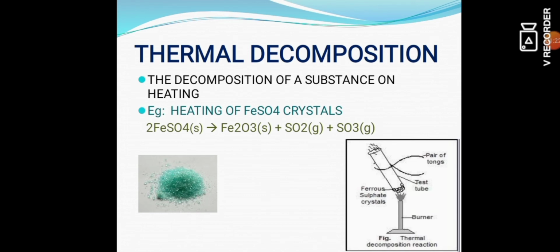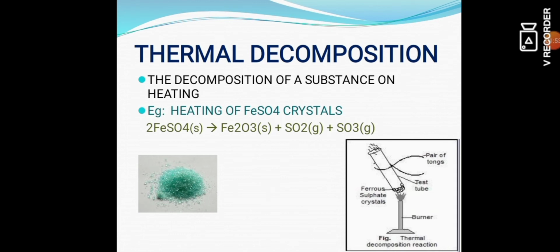After some time you can see that a fuming gas is coming outside from the test tube. So when you have a look at that test tube, you can see the color of ferrous sulfate crystals gets changed. So this represents that ferrous sulfate crystals change to Fe2O3, that is ferric oxide. Along with that ferric oxide, two gases are also formed, that is SO2 and SO3.